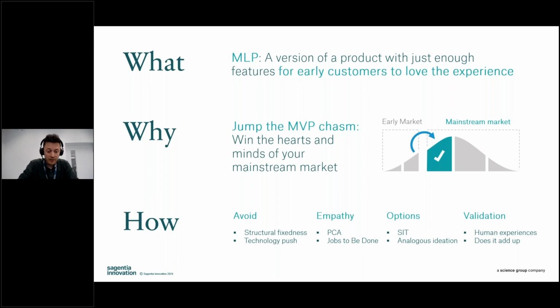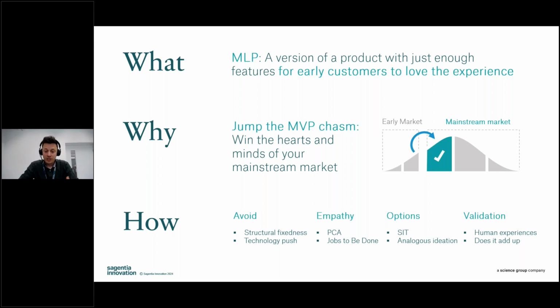So how do we do that? We talked about some methodologies to avoid things like structural fixedness and this technology push idea with the LG Prada and the Sinclair C5. Empathy is a great route to that, doing the PCA analysis and jobs to be done. And we use that richness and insight to create options. We can use the methodologies we've just been talking about with SIT and analogous ideation.